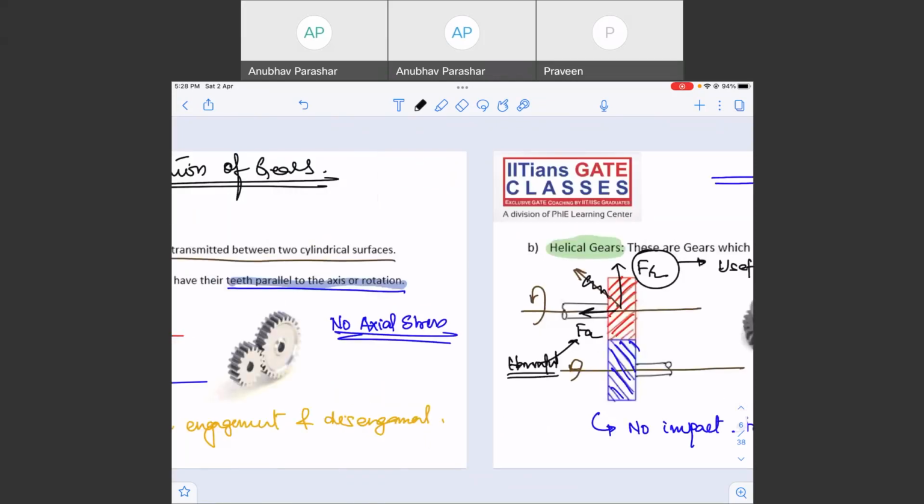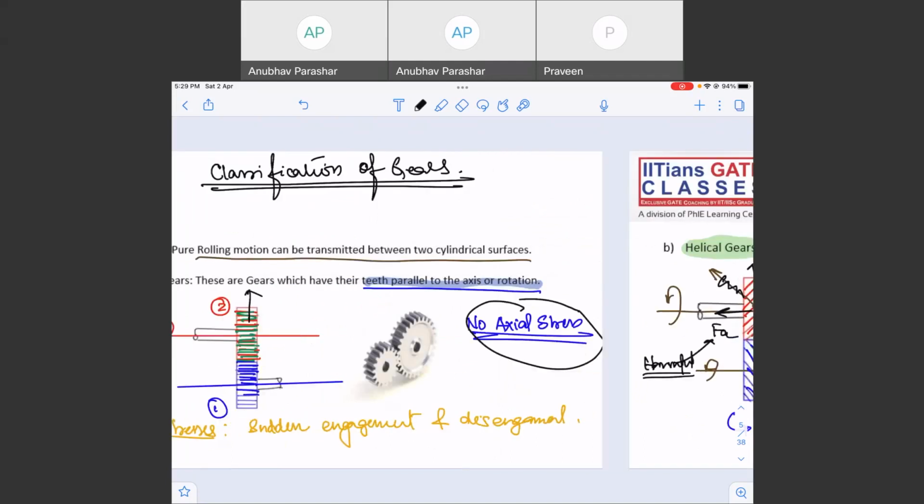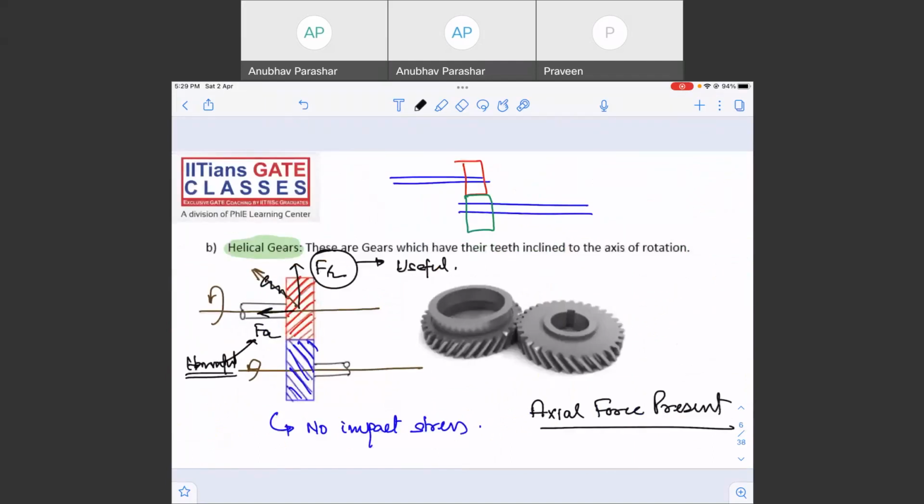So the same problem was not there in spur gears because the teeth are parallel. The forces will be perpendicular to the shaft. So it was radial. Right? The only force present is radial, but yes, in helical gears there will be axial force. So no impact stresses, definitely good. High power transmission. We can use it for high power and speed, but there is again a problem, that is the axial force.